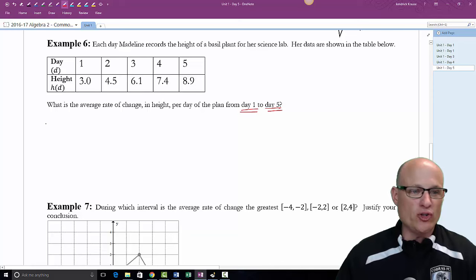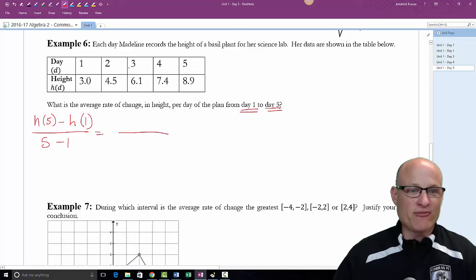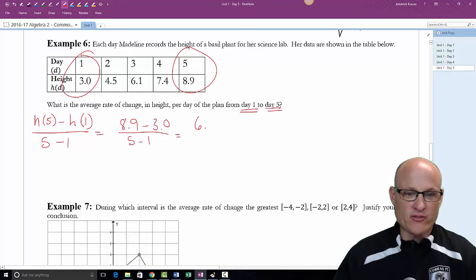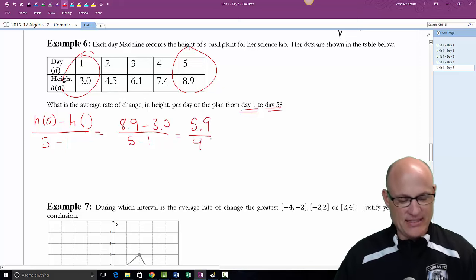So what we're going to do is h of 5 minus h of 1 all over 5 minus 1. So h of 5 is 8.9 minus h of 1, which is 3.0, all over 5 minus 1. So 5 minus 1 is 4. I'm just doing a little bit of math ahead of myself. Okay, so this is 5.9 over 4. That's kind of boring.